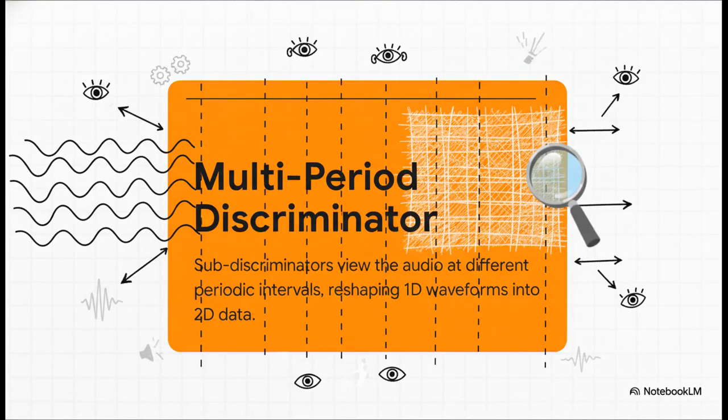And this is where the multi-period discriminator, the MPD, comes in. It is such a clever piece of engineering. Instead of downsampling, it has a bunch of sub-discriminators that look at the audio in a different way. Each one skips samples to focus on a specific periodic interval. So one looks at every second sample, another at every third, another at every fifth, and so on. And here's the really brilliant trick. It reshapes that one-dimensional audio into a two-dimensional grid. By doing that, it can suddenly use all the super powerful 2D convolutional tools from computer vision to explicitly hunt for those periodic patterns that a 1D convolution would just miss.